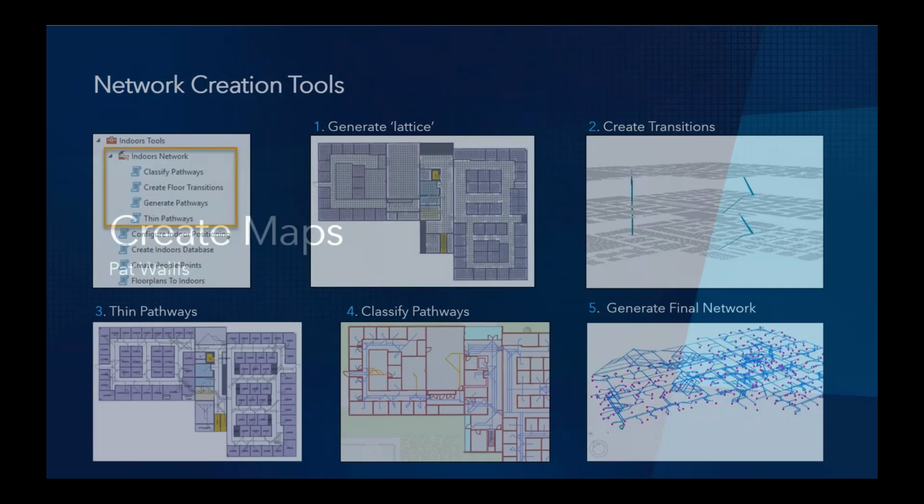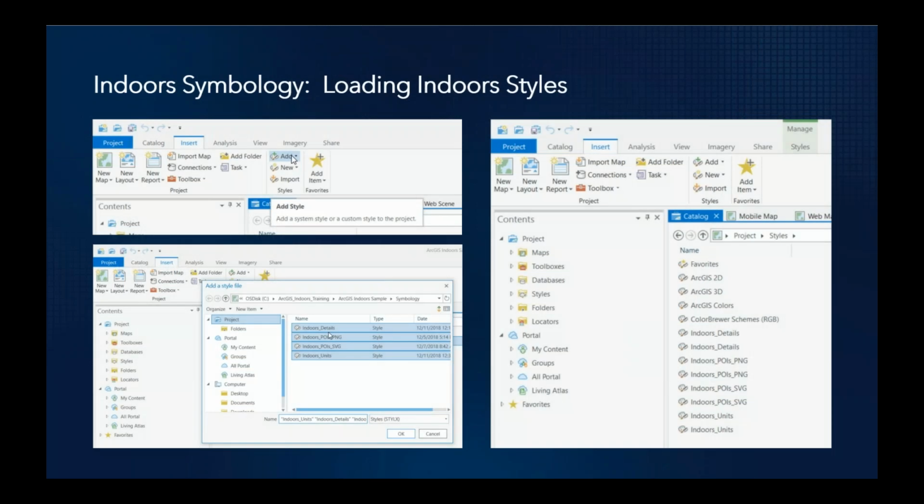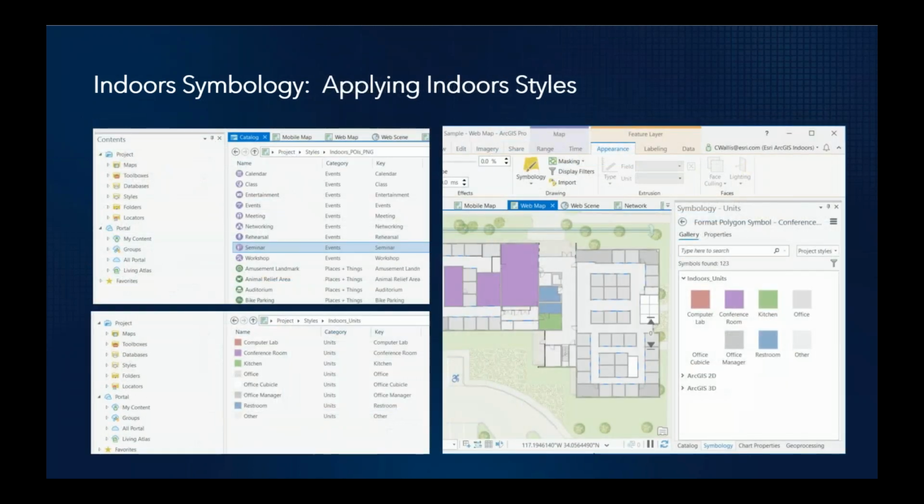At this point, everyone, we're ready to create some maps for use in our indoors applications. So using the product data files that we loaded earlier, we can load the indoor styles into our ArcGIS Pro project and apply those styles to our map. Now, if you want to add to it, add to it. If you want to change them all together, you would change them using the style management tools in Pro.